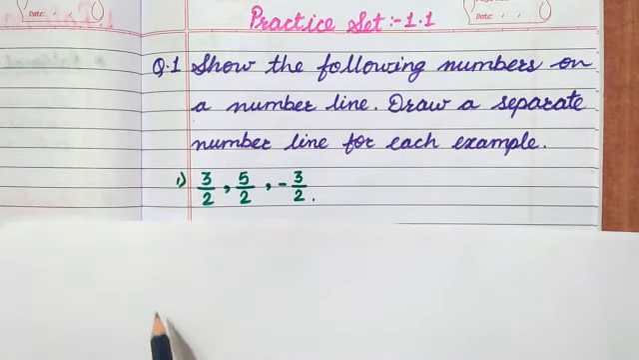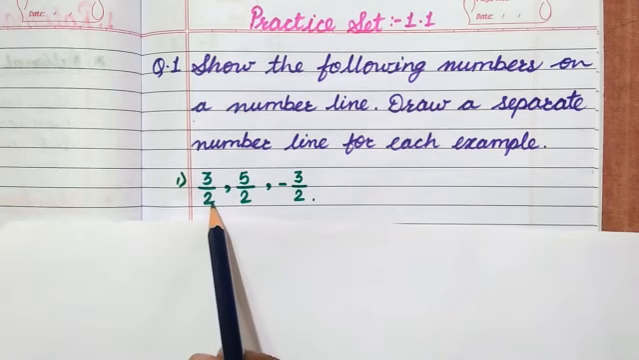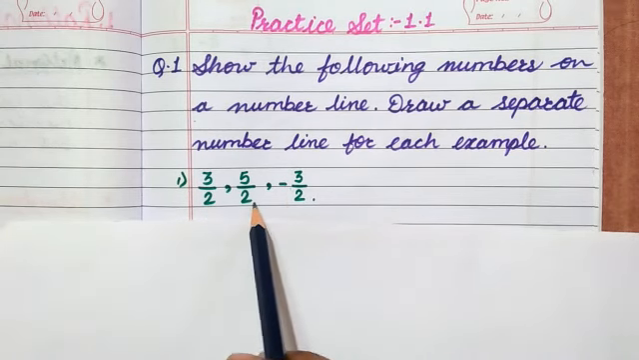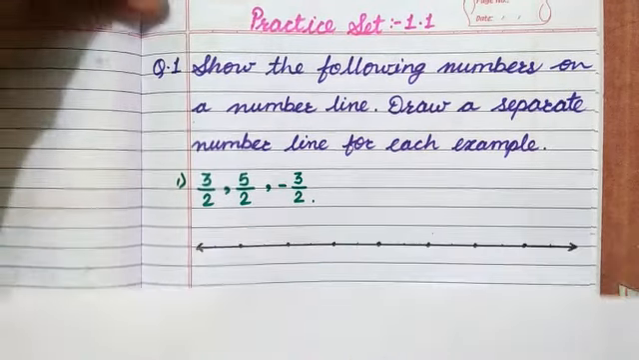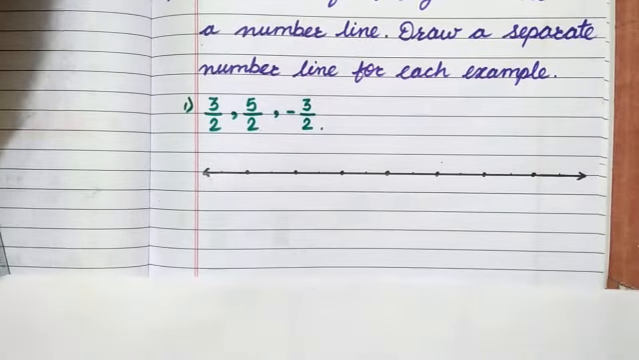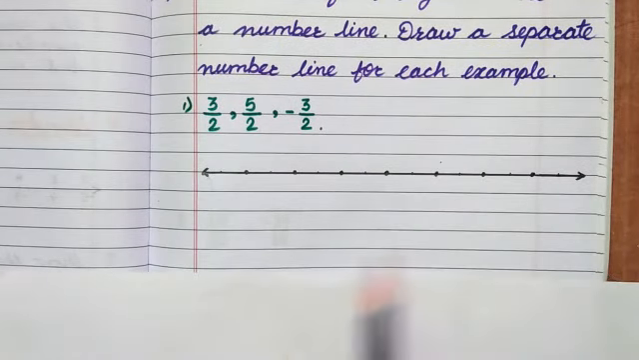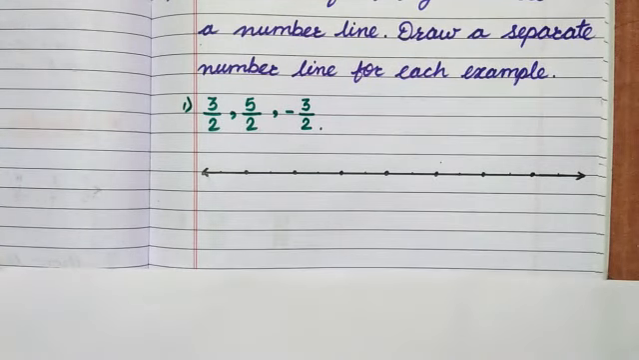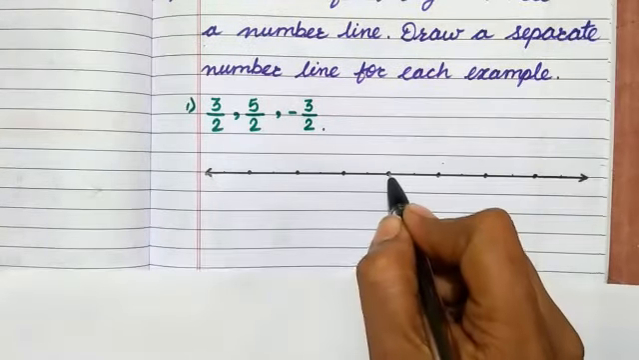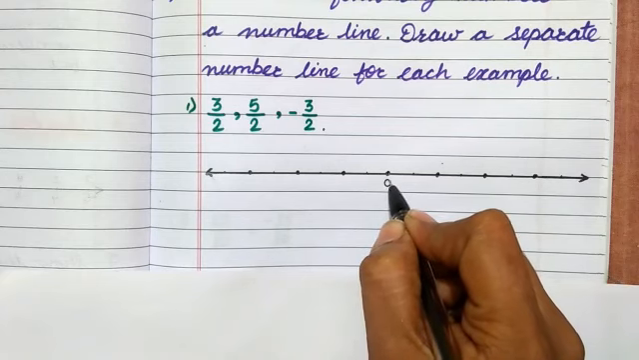The first example is 3 upon 2, 5 upon 2 and negative 3 upon 2. All these three numbers we have to show on a number line. In that way, we have to draw the number line at first. Then I have already marked some points on it. Among those, the center point is indicated as 0.